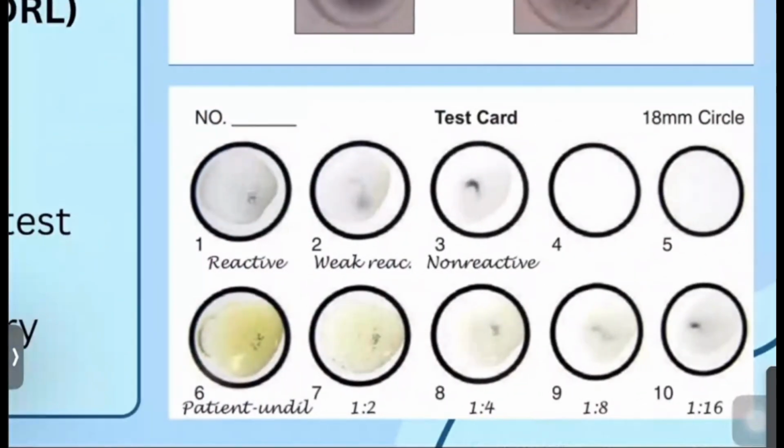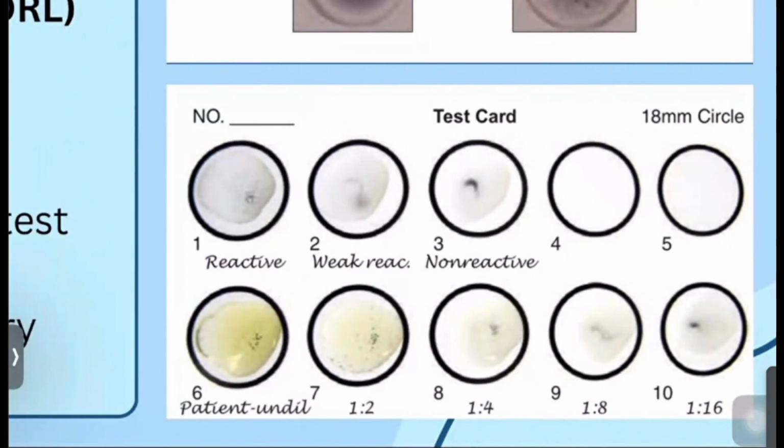So this is the RPR test result in an 18mm circle on a plastic coated disposable card. Well 1 is the reactive control showing large clumps, well 2 is the weakly reactive control showing small clumps, and well 3 is the non-reactive control showing slight roughness and a tail upon swirling. Wells 6 to 10 show the result of a serially diluted sample of patient serum with a titer of 8.